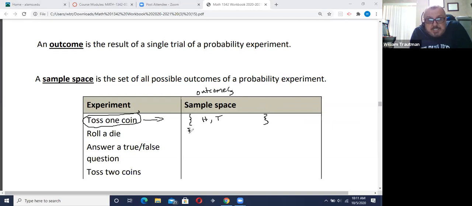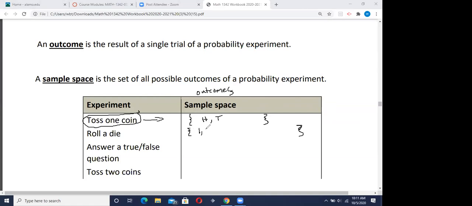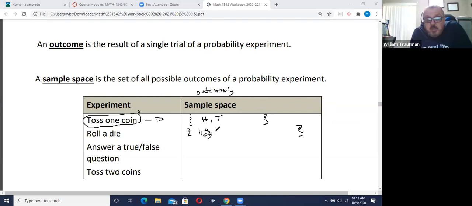When you roll a dice, what are the possible outcomes? Those are supposed to be set brackets. 1 through 6? Yeah, 1, 2, 3, the number 4, the number 5, and the number 6 are all on a dice. Now, everybody should know this. If you've never rolled a dice or never seen a die before, now you need to know. So on a true-false test, you could either have a true or a false.